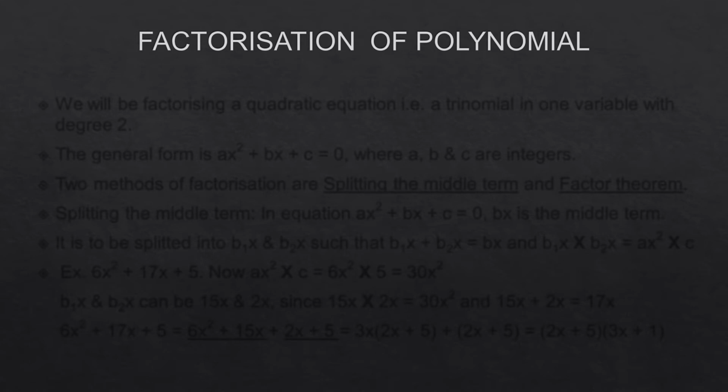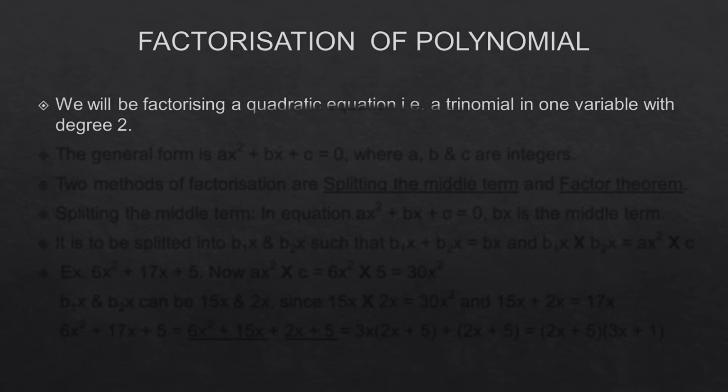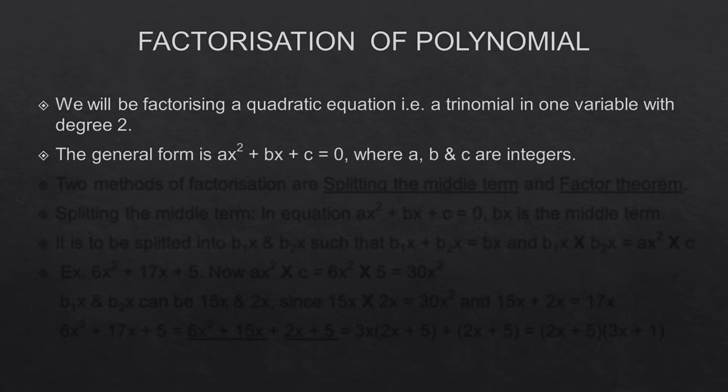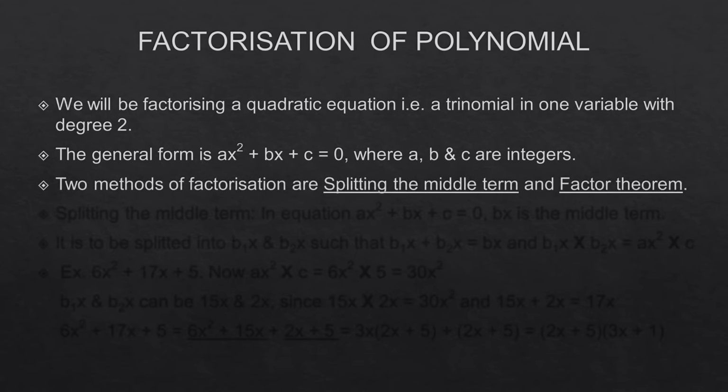Now, factorization of a polynomial. In this we will be taking only the quadratic equation, that is a trinomial in one variable with a degree 2. This is known as a quadratic equation, and the general form of the quadratic equation is ax squared plus bx plus c is equal to 0, where a, b, c are integers. There are two methods of factorizing. First is splitting the middle term, and the second is the factor theorem.